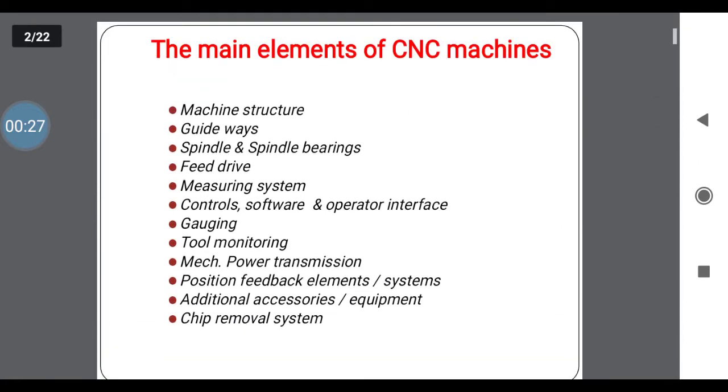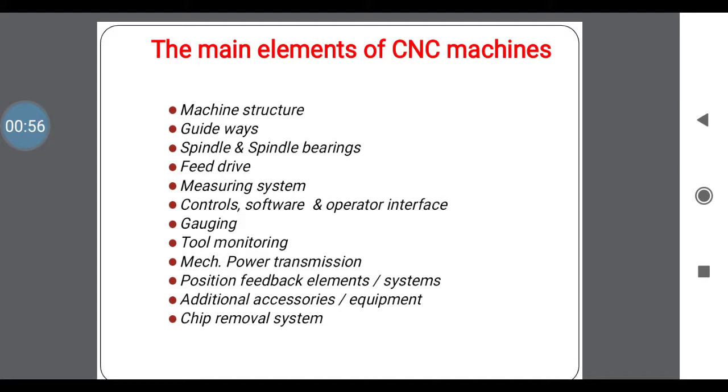Here you have the main elements of CNC machines. As you know, a machine is a device which performs a number of operations, same as in mechanical machines. In a CNC machine, we have a number of elements. The main elements are these. First one is the machine structure, which shows the outer layout of the machine. Second one is the guideways. Guideways are used to hold the fixed and moving parts in the machine.